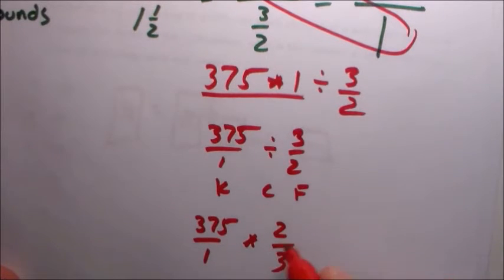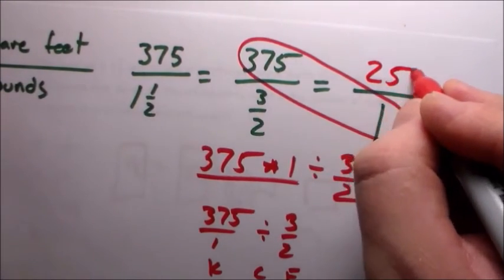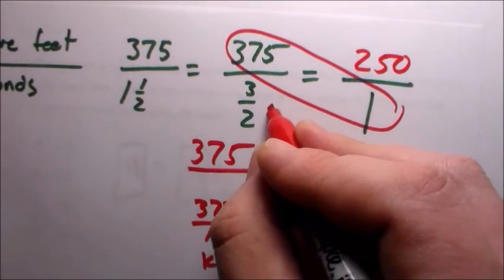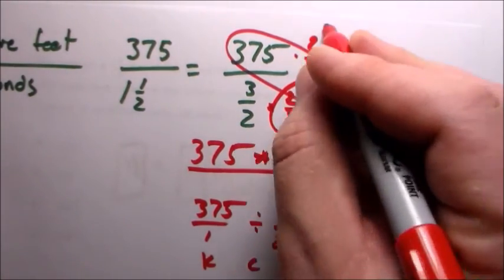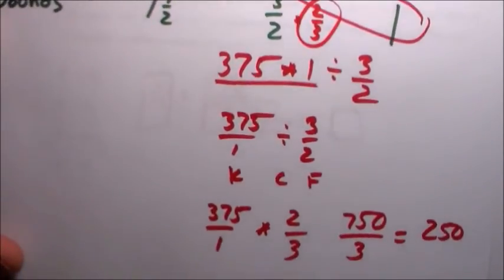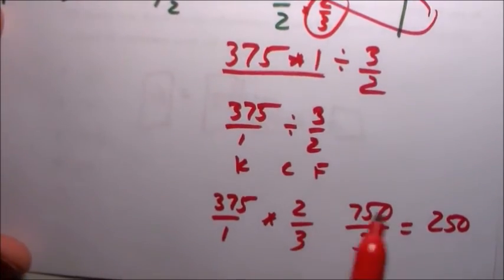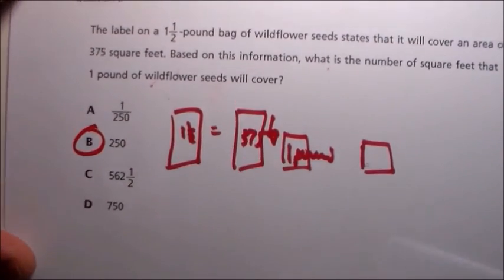And what do we do now? We just multiply on top. 375 times 2 is 750, divided by 3 is going to equal 250. So there we go. That's our answer, 250. Again, you can multiply by the reciprocal, by 2/3, if you want. That's the same way, and that will get you 250 as well. But if you do it out through cross multiplication, you're still going to get 250, which is our answer. But we already knew that through estimation.